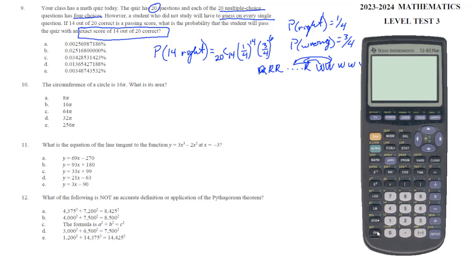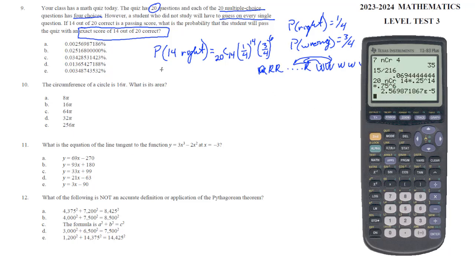So let's do that one. We get 20 combinations 14, so that's the number of ways we can choose 14 to get right, times 0.25 to the 14th power, times 0.75, that's 3/4, to the 6th power.